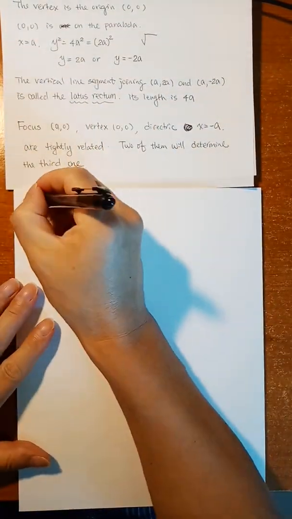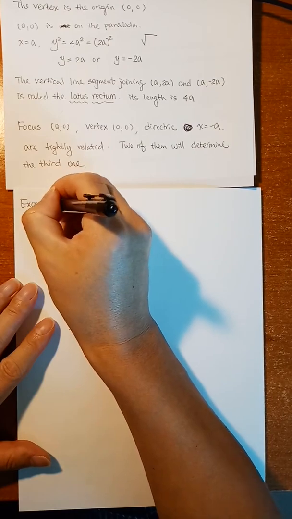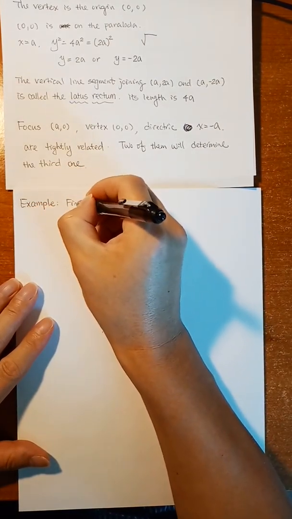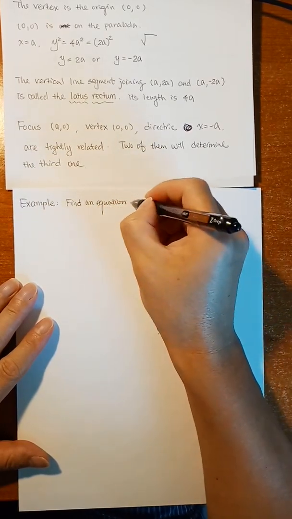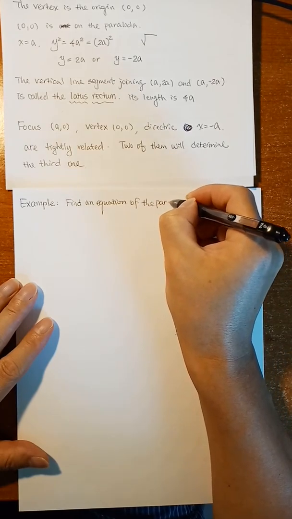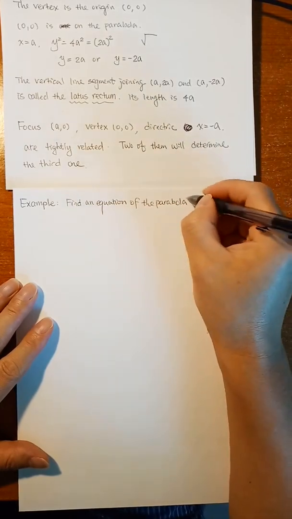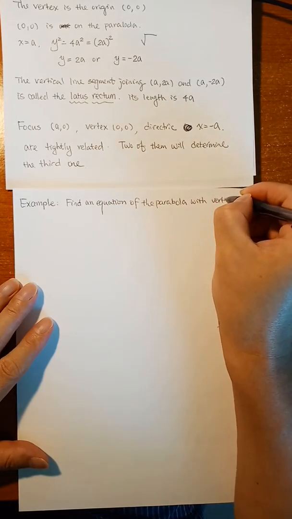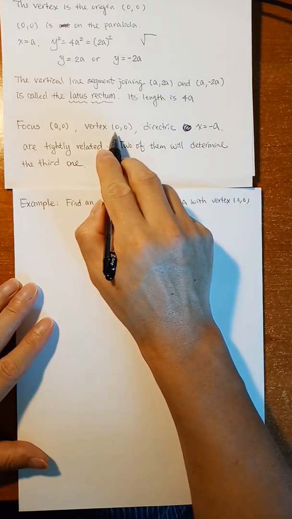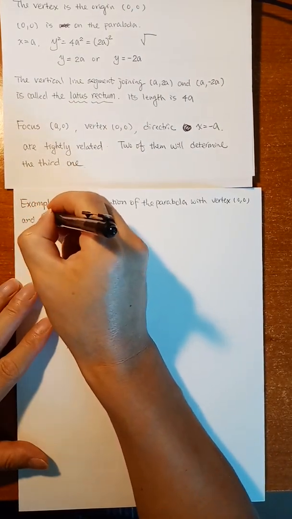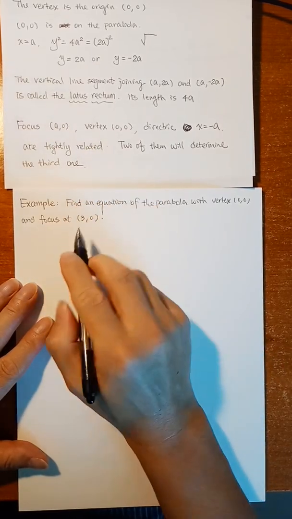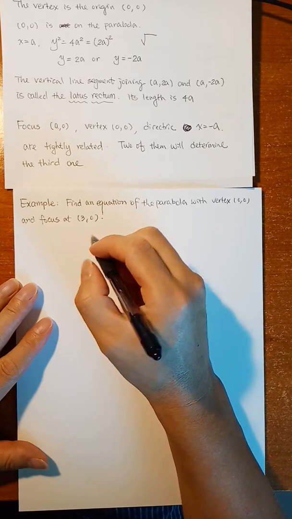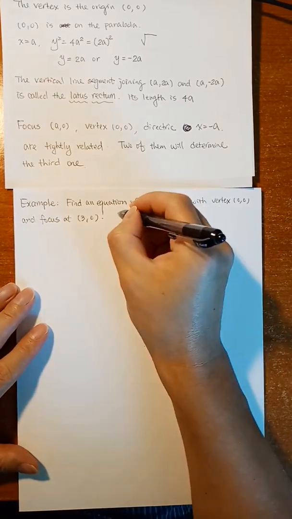Okay, so let's see the first example. Find an equation of the parabola with vertex (0, 0) and focus at (3, 0). (3, 0) means a is equal to 3. And graph it.